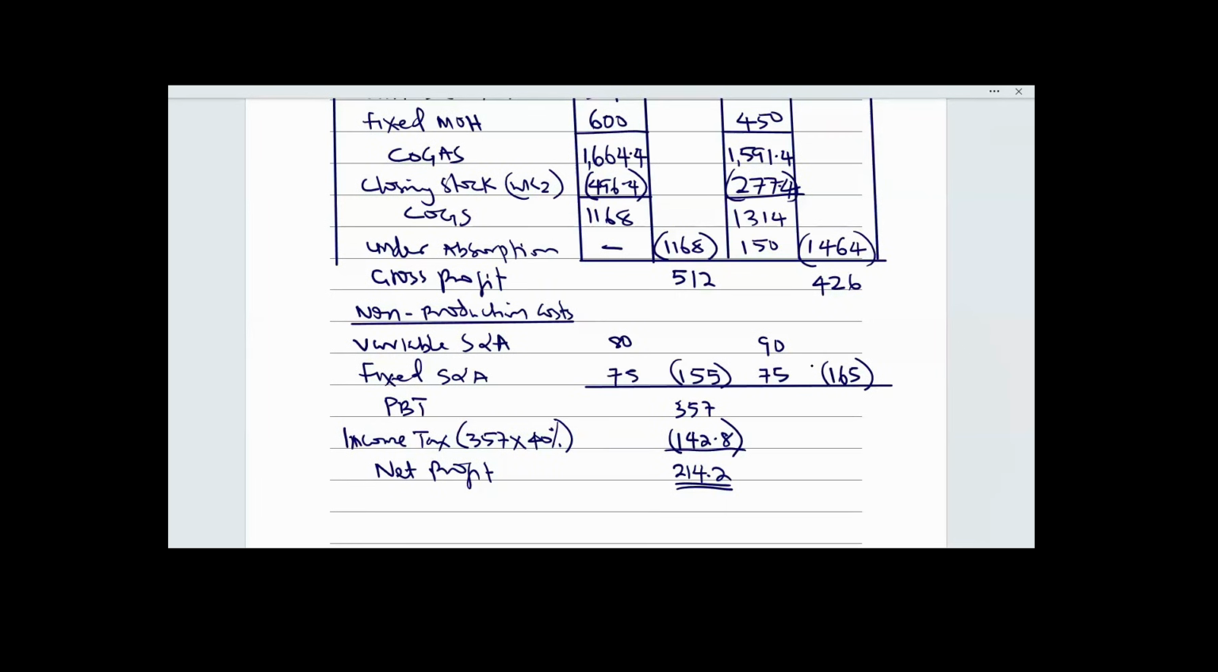261. 261,000 multiplied by a tax rate of 40% is 104.4. So what's the difference? 156.6. Okay. So that's that.